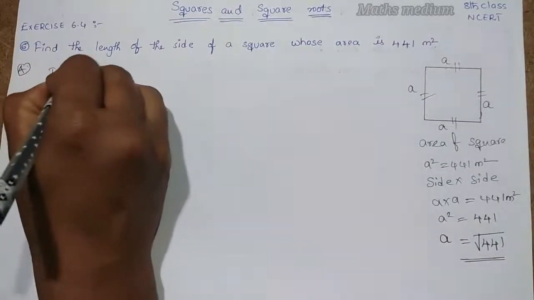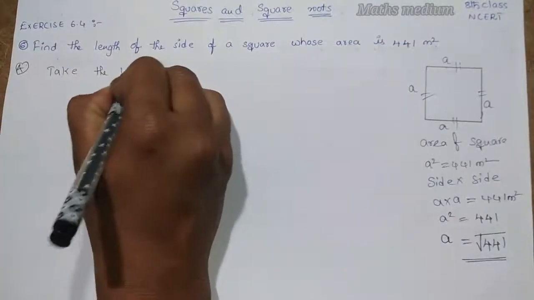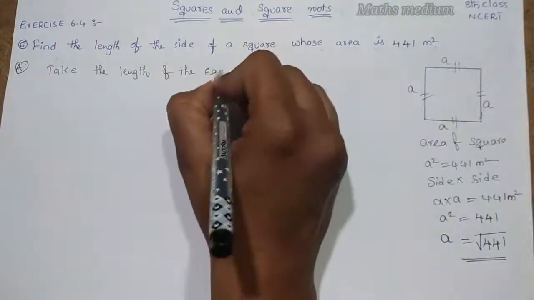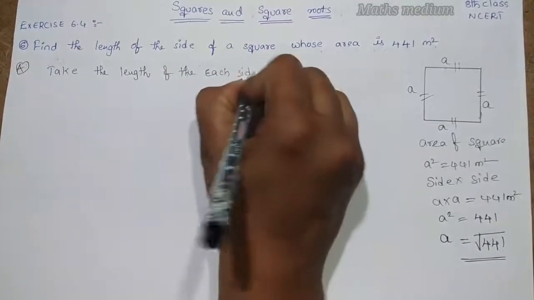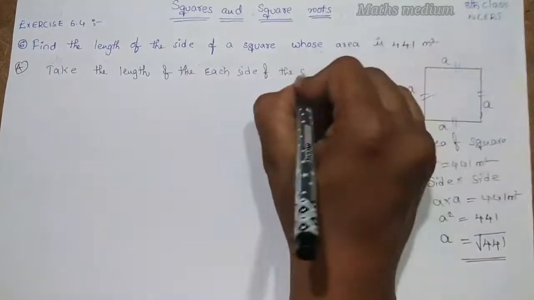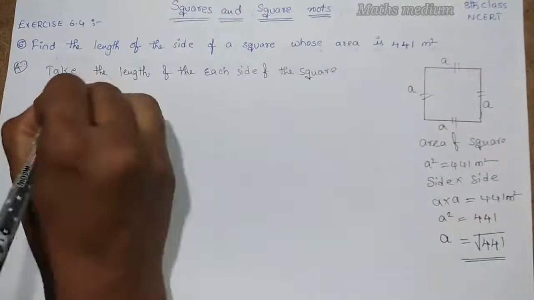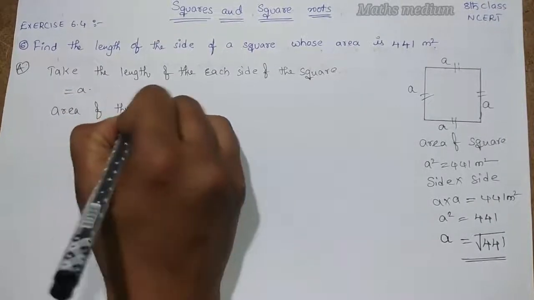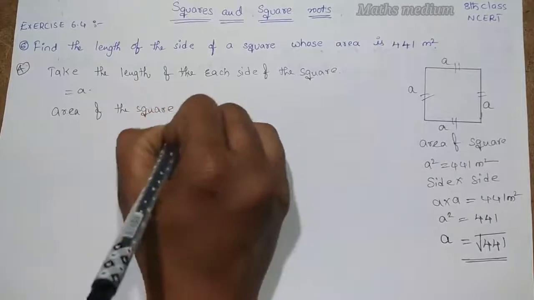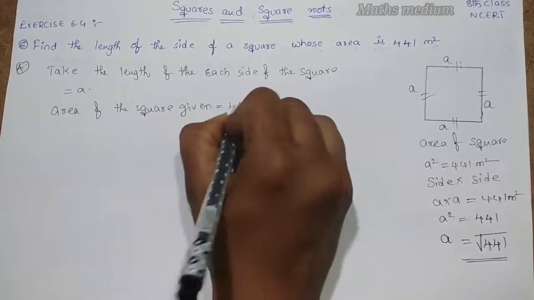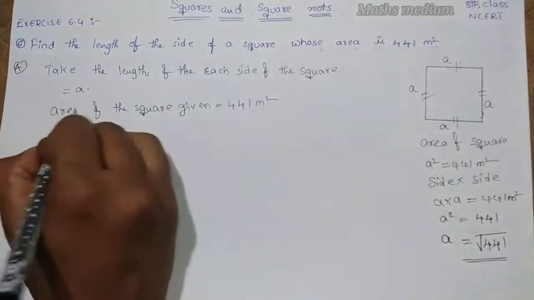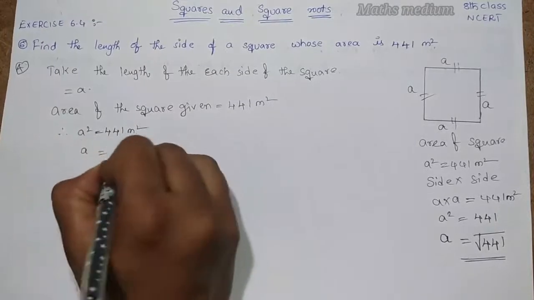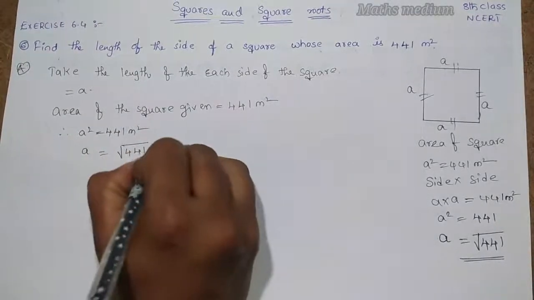Take the length of each side of the square as A. The area of the square is given as 441 meters square. Therefore, A square is equal to 441 meters square. A is equal to root over 441 meters.